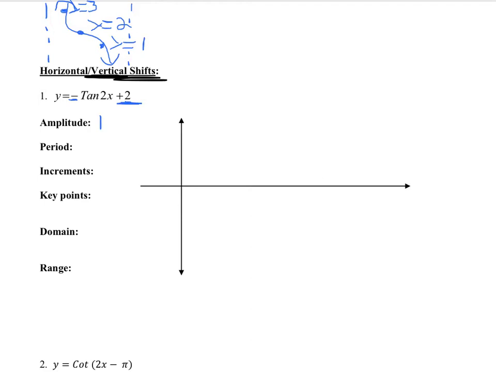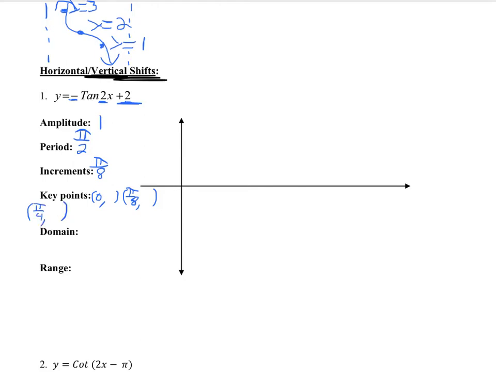Okay, let's go. Let's fill everything out. Period is pi over b, which is this, pi over 2. Okay, the increments, if I take pi over 2 and multiply it by 1/4, I'm going to get pi over 8. Now the key points, there's no horizontal shift, there's no parentheses, so I have to start at x equals 0. I'm going to add the increments, so let's see here, it's going to be pi over 8. Then the next x value is going to be 2 pi over 8, which is pi over 4.